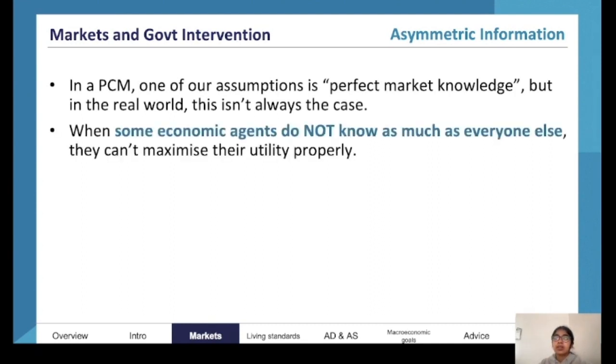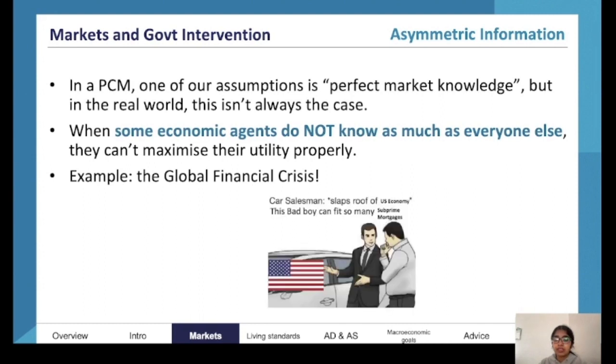So this is where economic agents don't know as much as everyone else. Another example, global financial crises. So again, it's about mortgages, banks not knowing whether people can afford it or not.